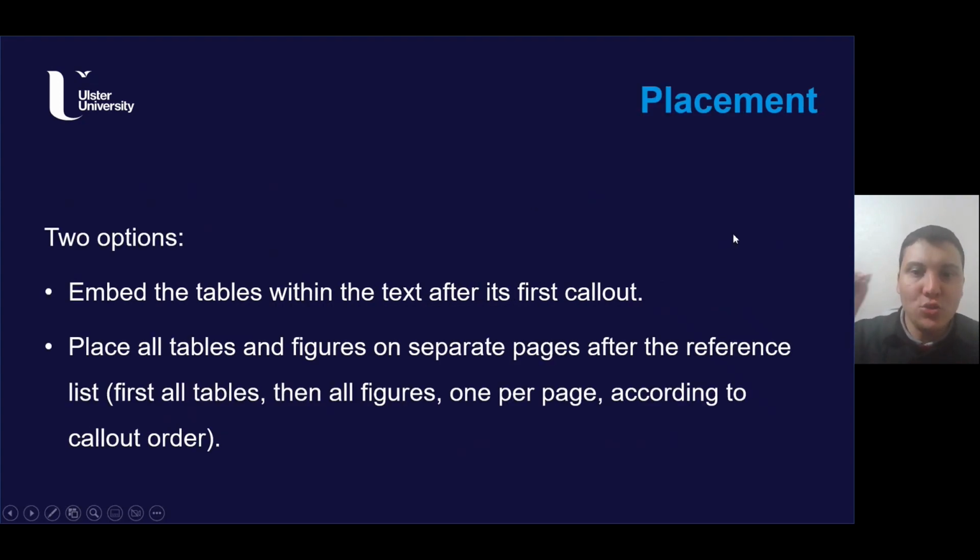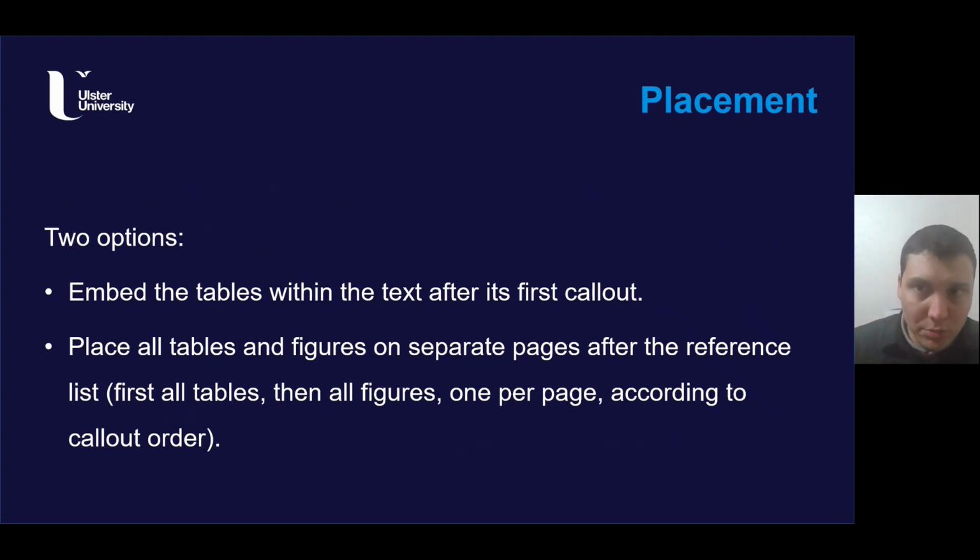Now, placement. Where do we place the tables? There are two options. One is what we usually do when we are writing coursework. We embed the tables within the text after its first call out, right? That's what we tend to do because it just makes more sense that if we are talking about table one, for example, right now in the text, it just makes sense to have table one right after the paragraph where I am talking about table one, right? But it's not always the case that this is the requirement.